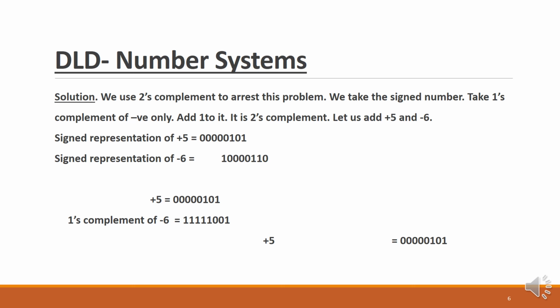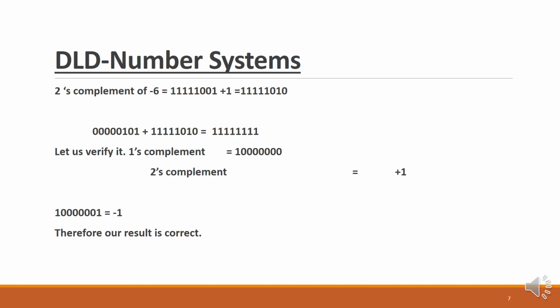So plus 5 is as shown, and 1's complement of minus 6 is 5 ones and then 0 0 and 1. Now 2's complement of minus 6 is 1 1 1 1 1 0 0 1 plus 1. So then it is first 5 ones and then 0 and then 1 0. Now let's add positive 5 and this 2's complement of minus 6, and it is 1 1 1 1 1 1 1 1, all ones.